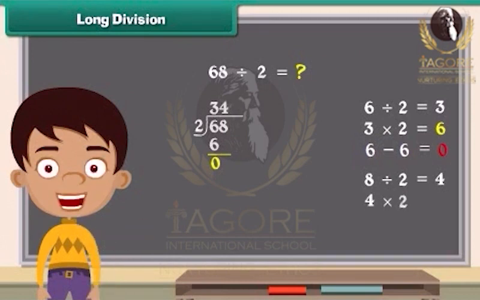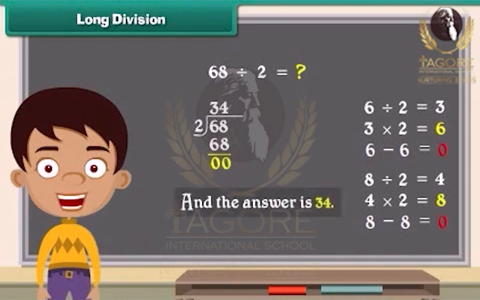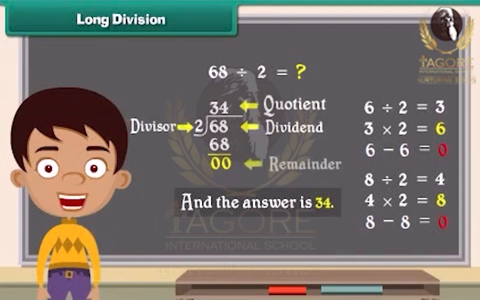Multiply the 4 and the 2 and put the answer right under the 8. Do the subtraction. That is, 8 minus 8 is equal to 0. We ended with a 0 at the bottom. And the answer is 34. Here 68 is the dividend, 2 is the divisor, 34 is the quotient and the remainder is 0.